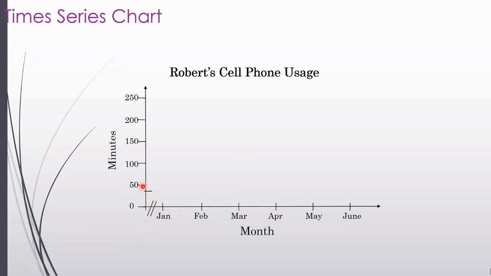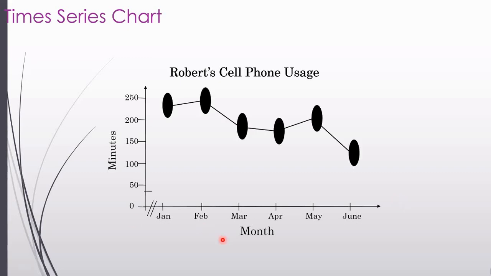Right, usually we take the minutes on the vertical axis and the months on the horizontal axis, then we mark how many minutes in January and how many minutes in February. Looking at January to February, it's increasing. Then March to April, a little decreasing. Then again increasing, and in June mostly decreasing. So this shows how the patterns of cell phone usage change over time, right?